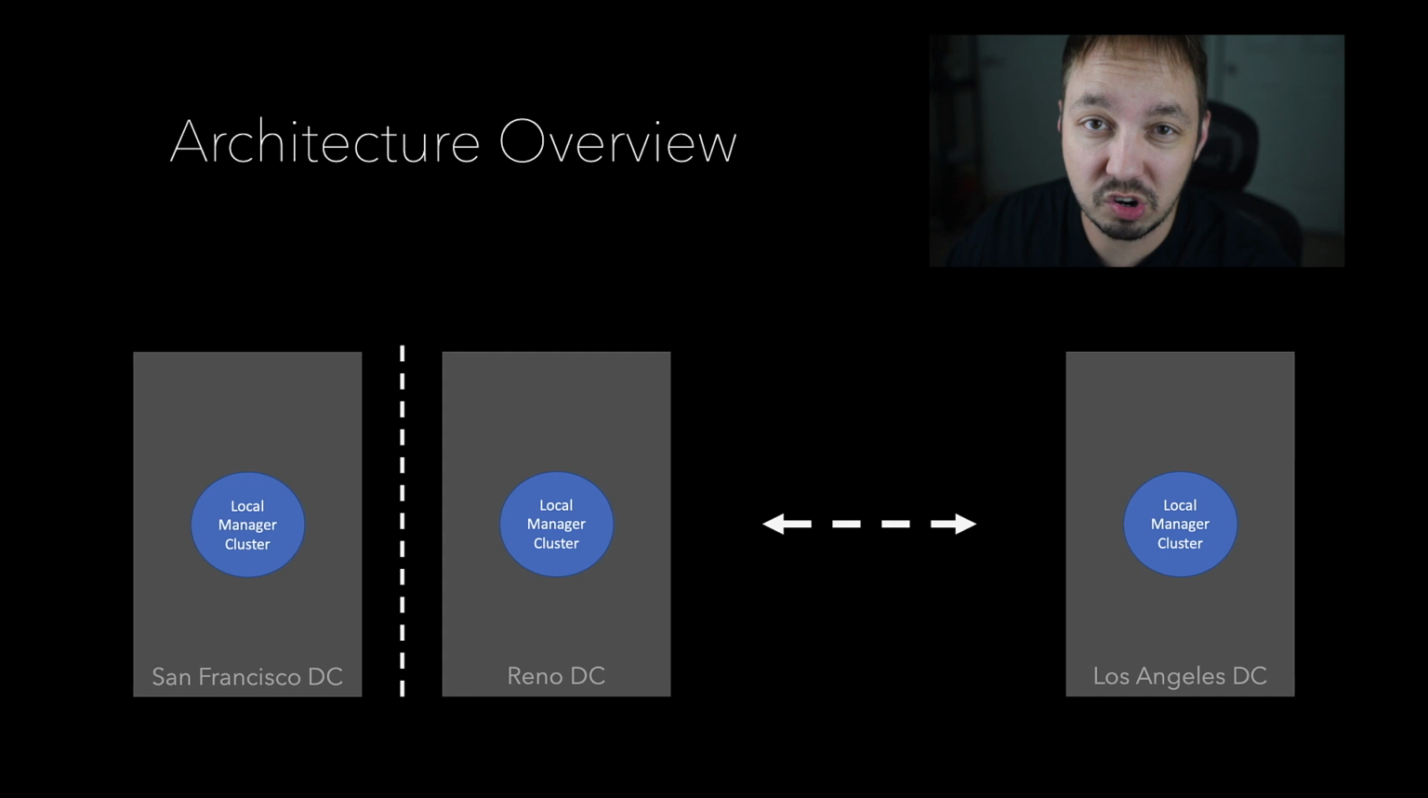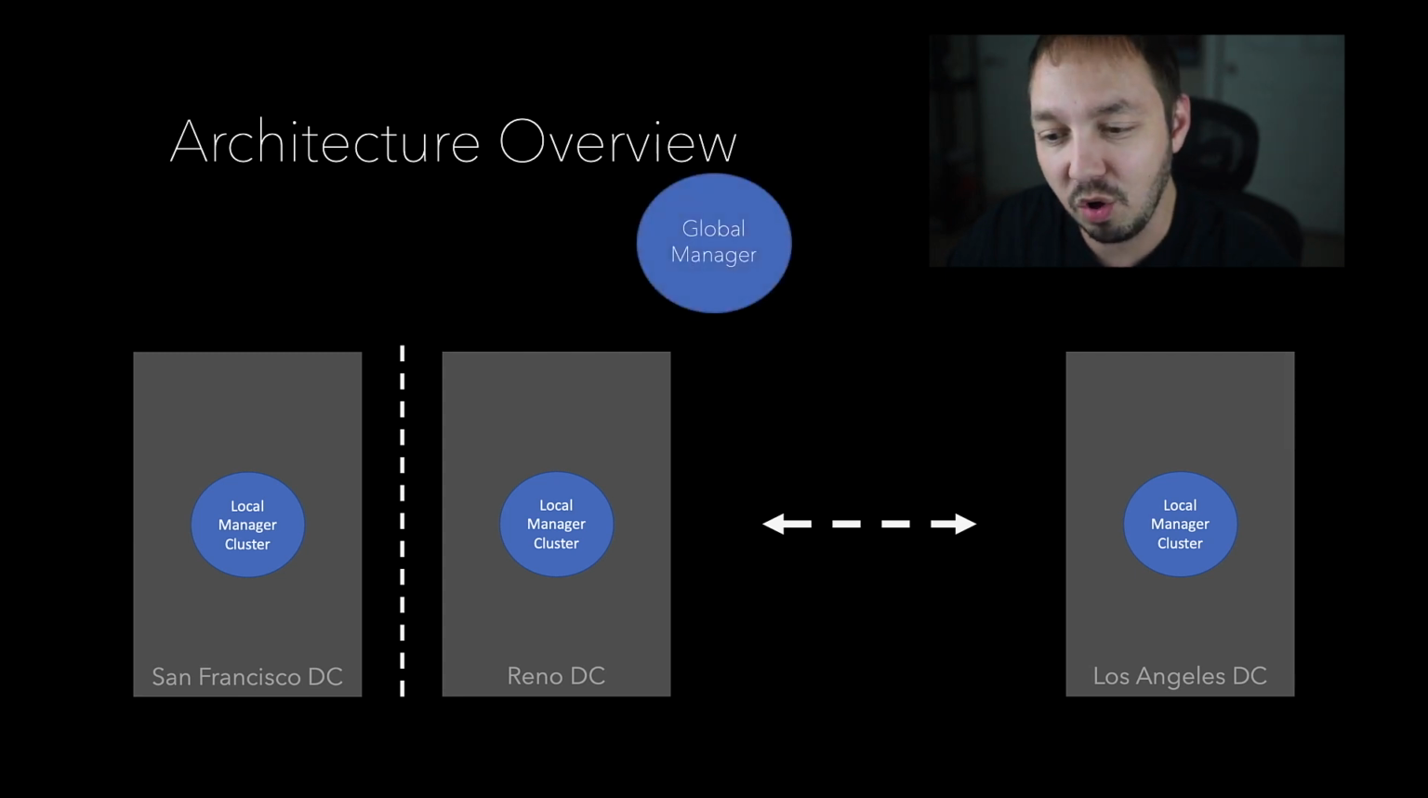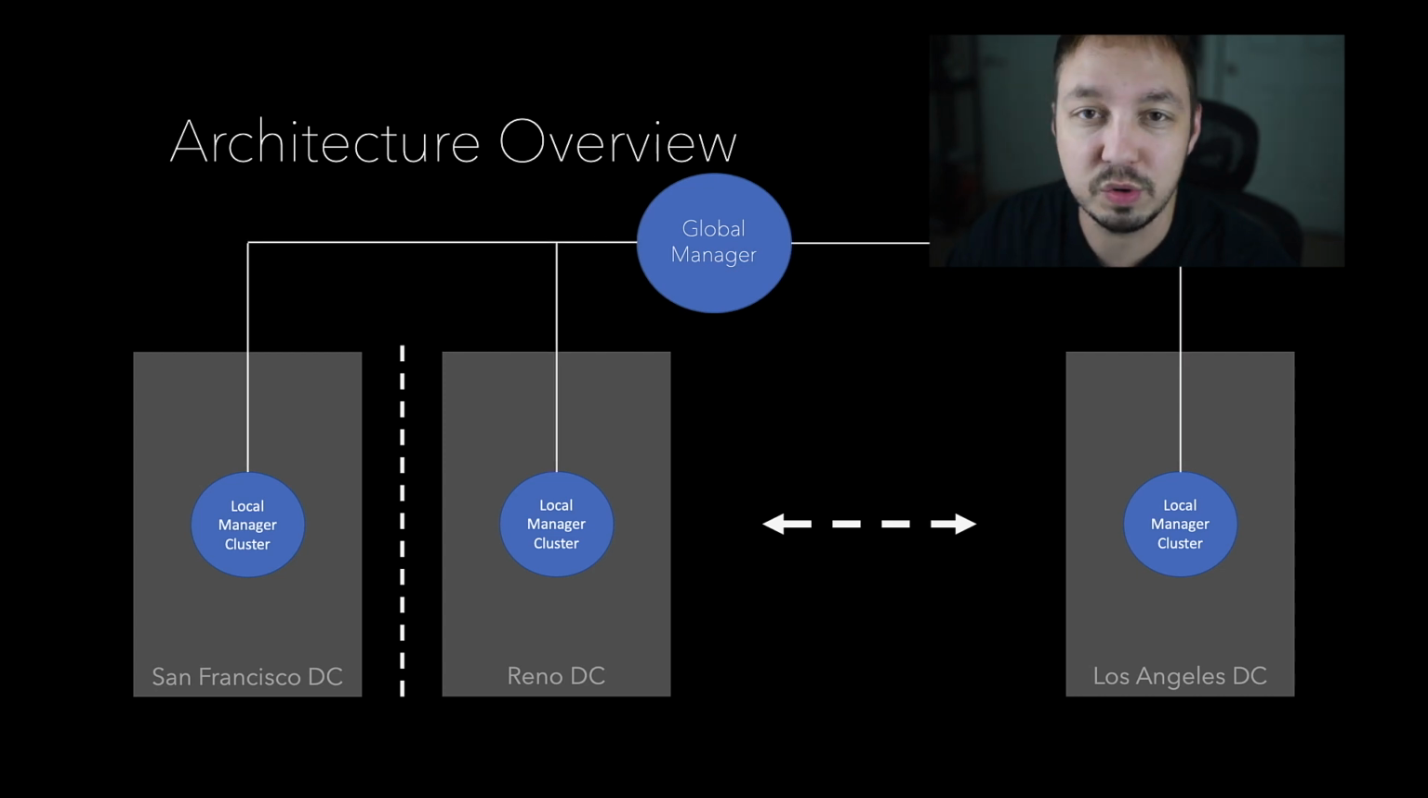What is a local manager? It's just your regular NSX-T manager cluster. It's 3 NSX-T managers deployed as OVAs, just like we did in my 3.0 from scratch series. But the reason we call it a local manager is because we're going to have another piece to this, and that's called the global manager. And the global manager will ultimately connect to each of those local manager clusters at each site.